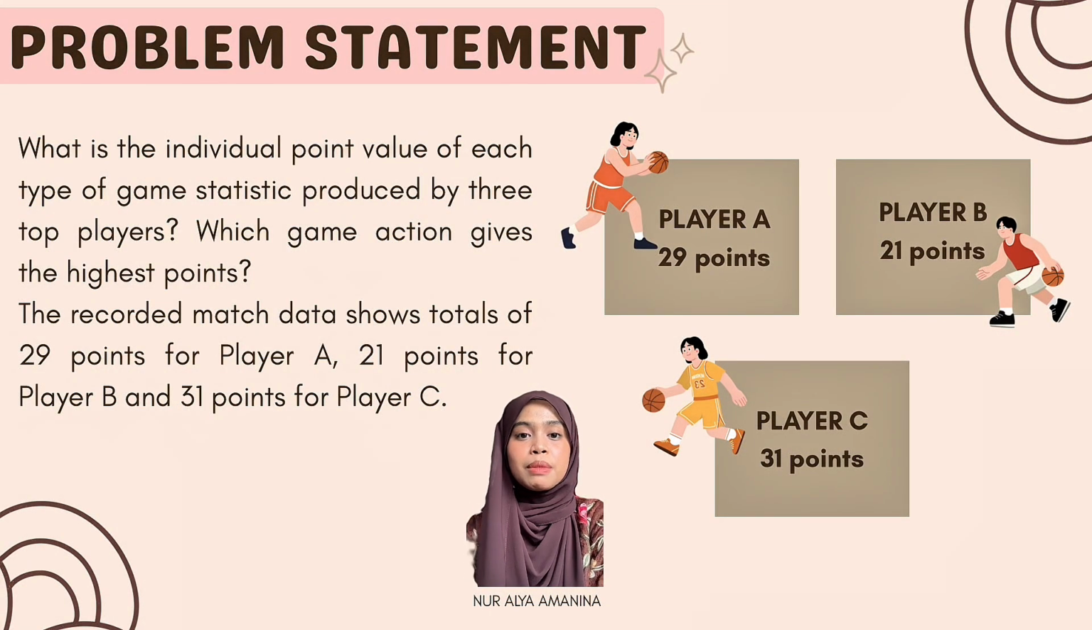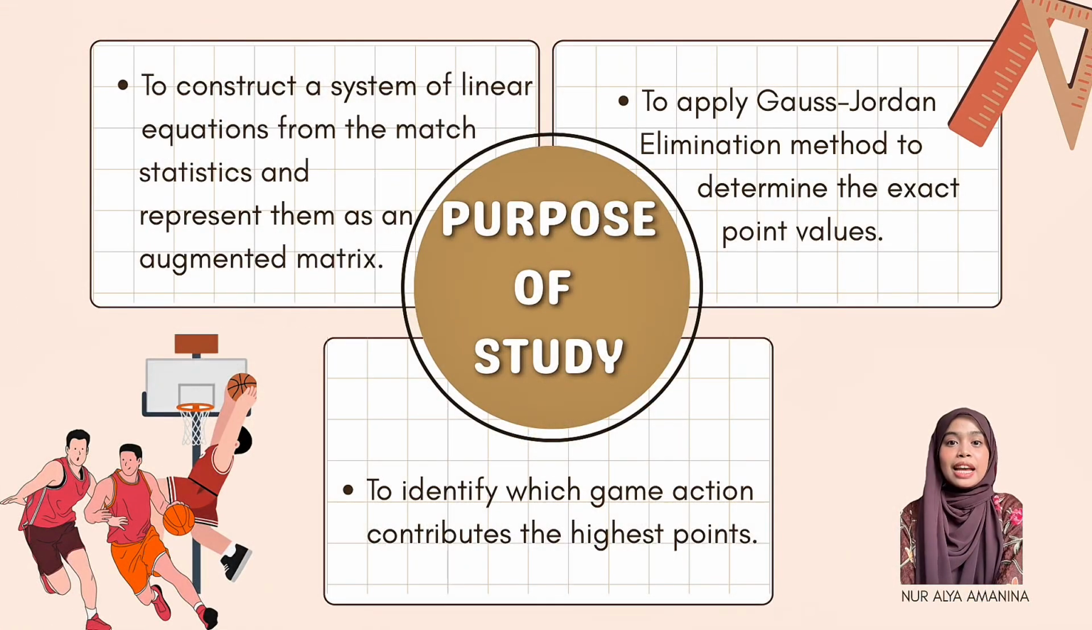So the problem statement is: what is the individual point value of each type of game statistic produced by 3 top players, and which game action gives the highest points? The recorded match data shows a total of 29 points for player A, 21 points for player B, and 31 points for player C. Next, I will explain about the purpose of our study.